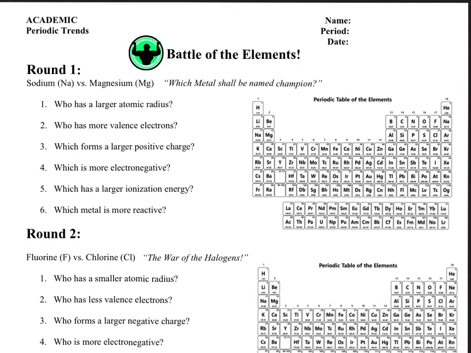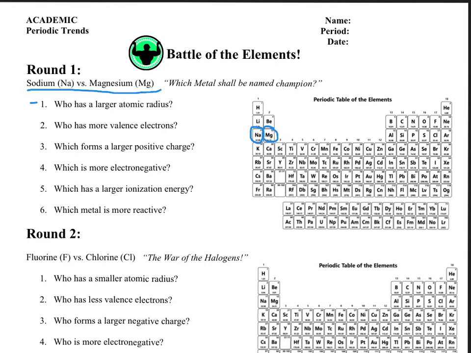So if you look, round one, the battle of the elements, we're going to be comparing sodium versus magnesium. So sodium is right here and magnesium is right here. So based off their location on the periodic table, we can start to determine different properties about them. So question number one says, who has the larger atomic radius?